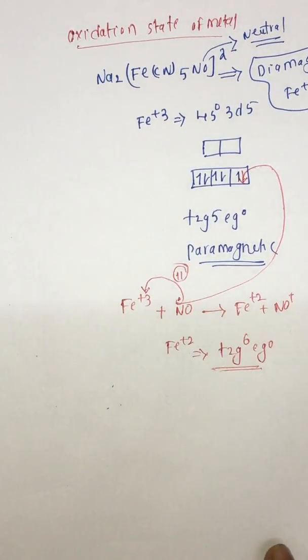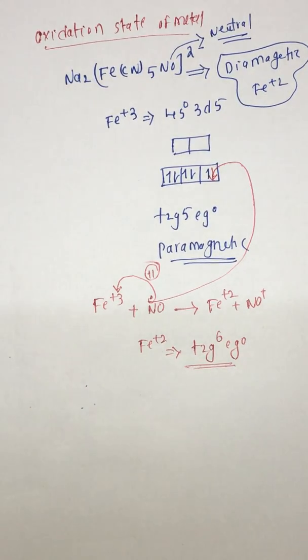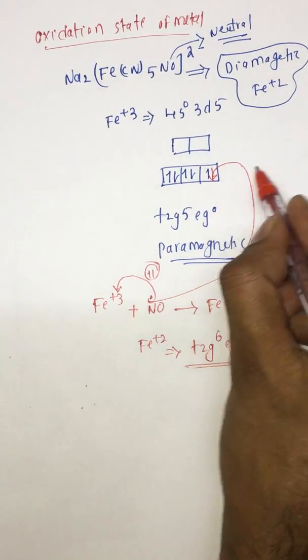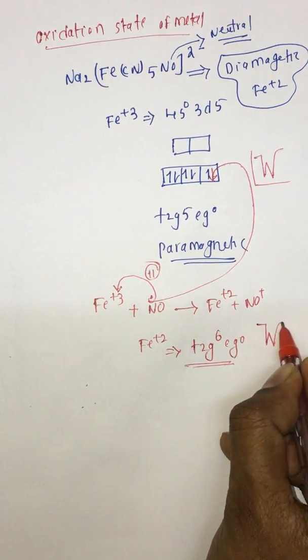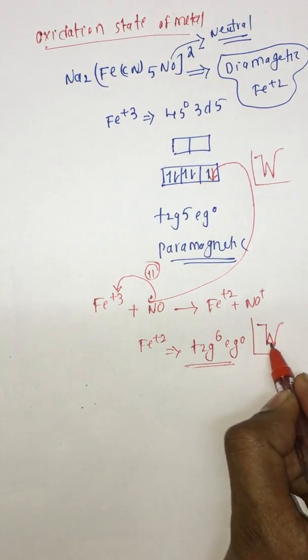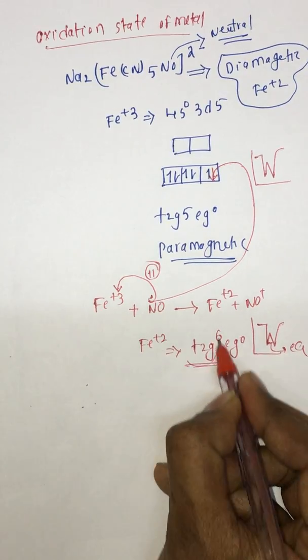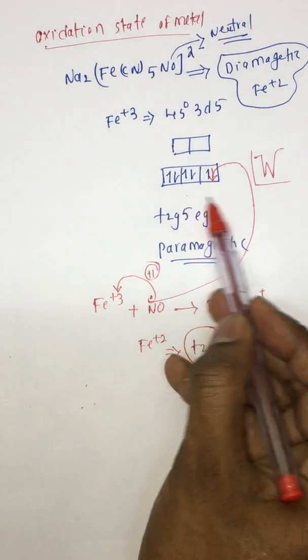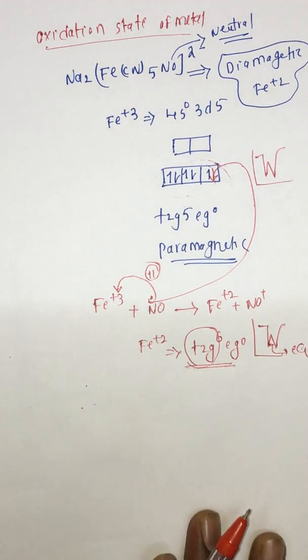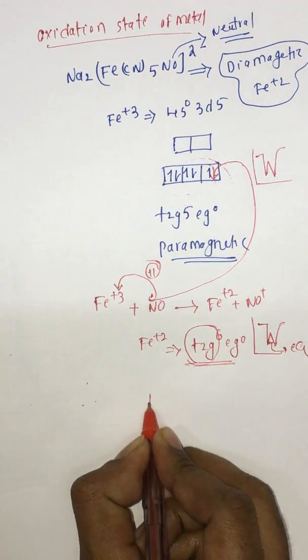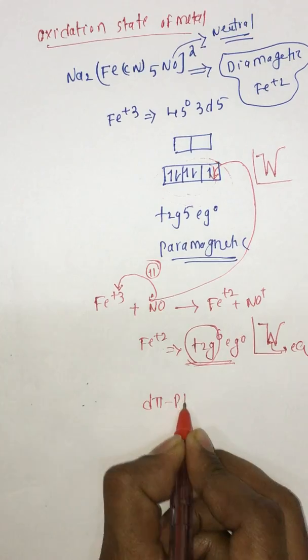So this can be explained by Mossbauer spectroscopy, because here we will get a doublet, here also we will get a doublet, but the EQ will be less here because the electric field gradient is symmetric, whereas here EQ will be more because the electric field gradient is not symmetric. So this can be explained by d pi p pi bonding.